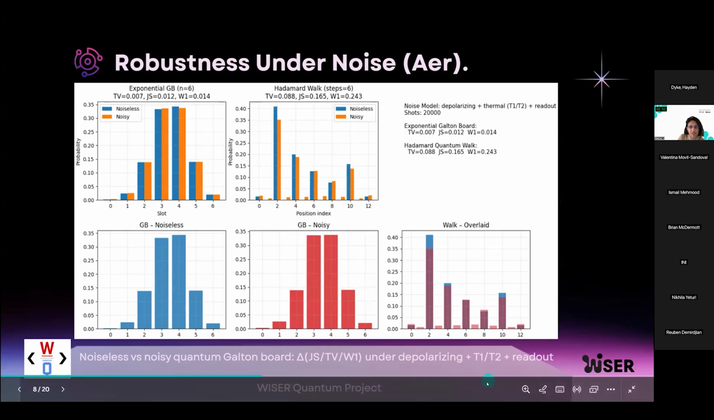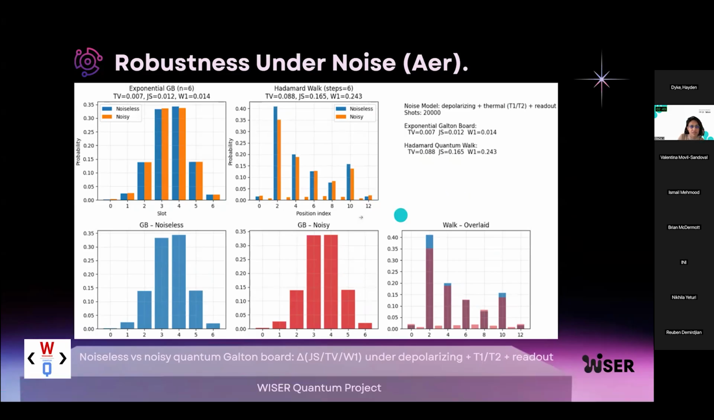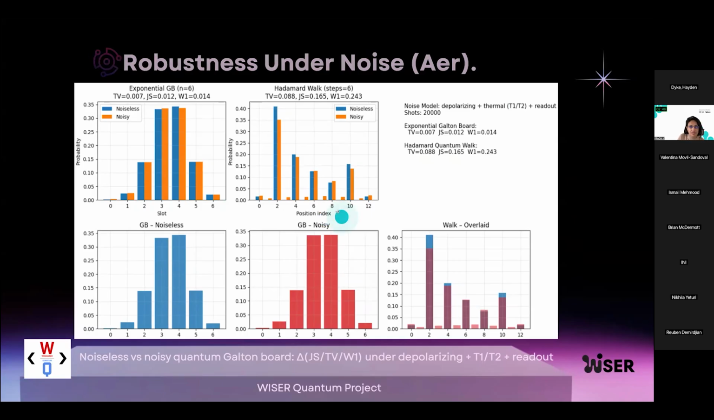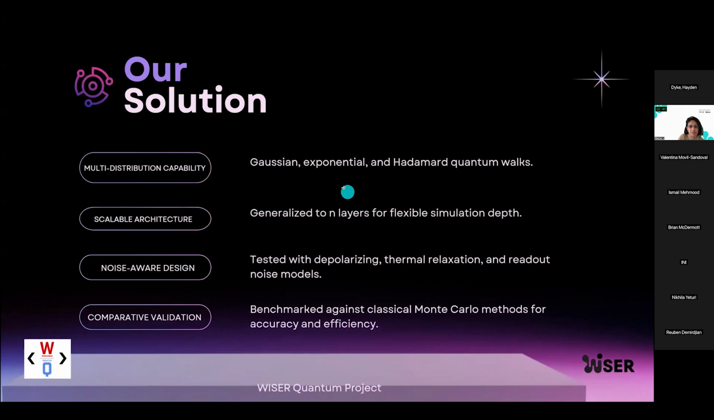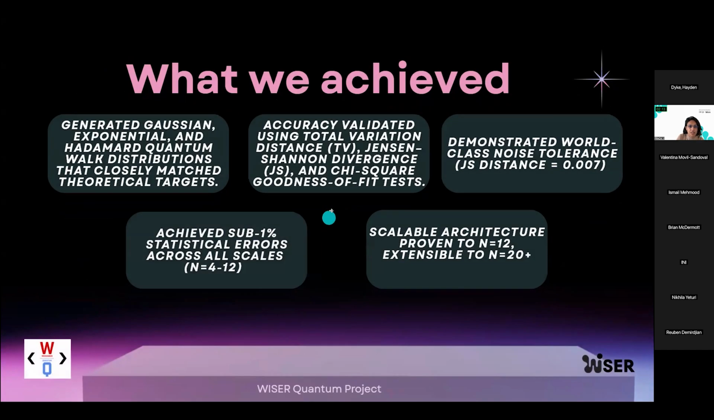Noiseless versus noisy quantum Galton board under depolarizing and readout noise. When it comes to the solution, we follow four points: multi-distribution capability, scalable architecture, flexible simulation depth, and noise-aware design. We tested with depolarizing and thermal relaxation noise, and did comparative validation. We also benchmarked against classical and quantum Monte Carlo methods, and we were able to achieve these points.